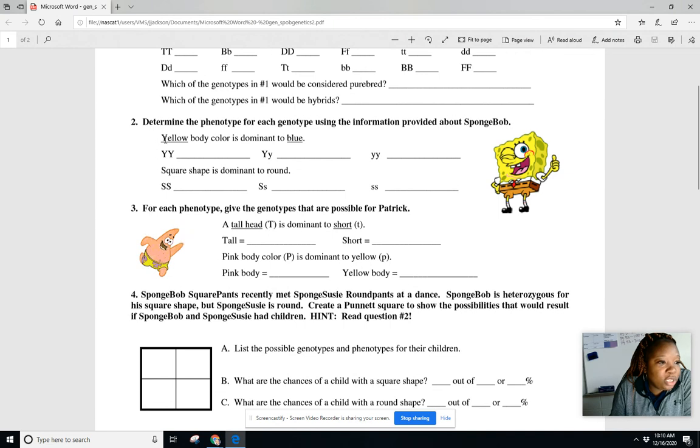So the yellow square shape is dominant to round. So the square shape is going to be dominant, and the round shape is going to be recessive. And we're using the letter S's, because it says number 2. So we're talking about a square shape and a round shape.